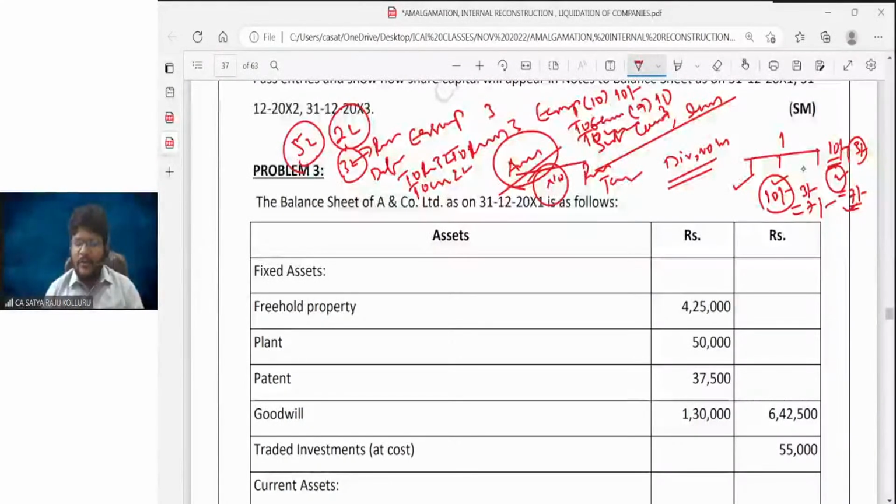So upward revaluation and downward revaluation of assets and liabilities is an easy concept. Whenever there is upward revaluation of an asset, it is asset to reconstruction; for downward revaluation, reconstruction to asset. If it is related to a liability, upward revaluation is reconstruction to liability, and downward revaluation is liability to reconstruction. That is the base concept.